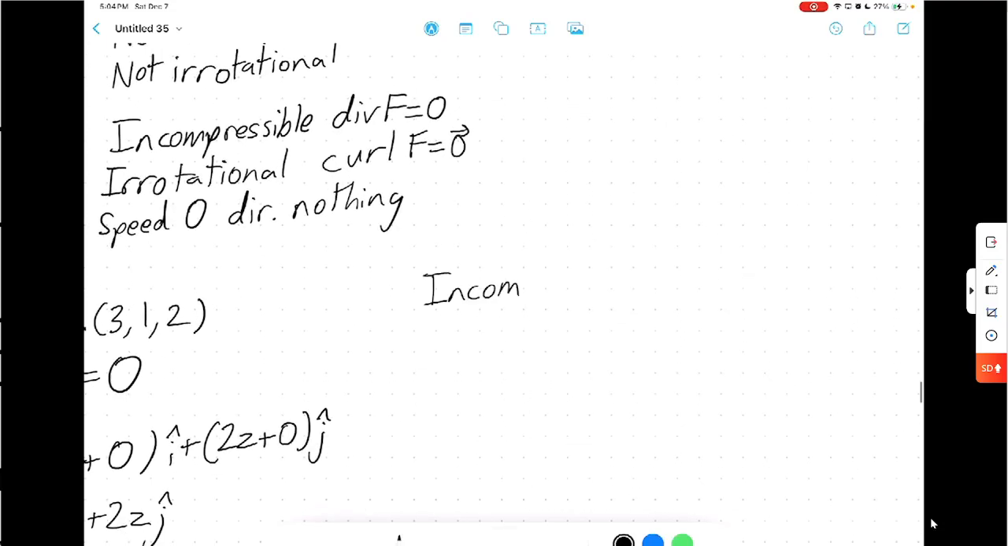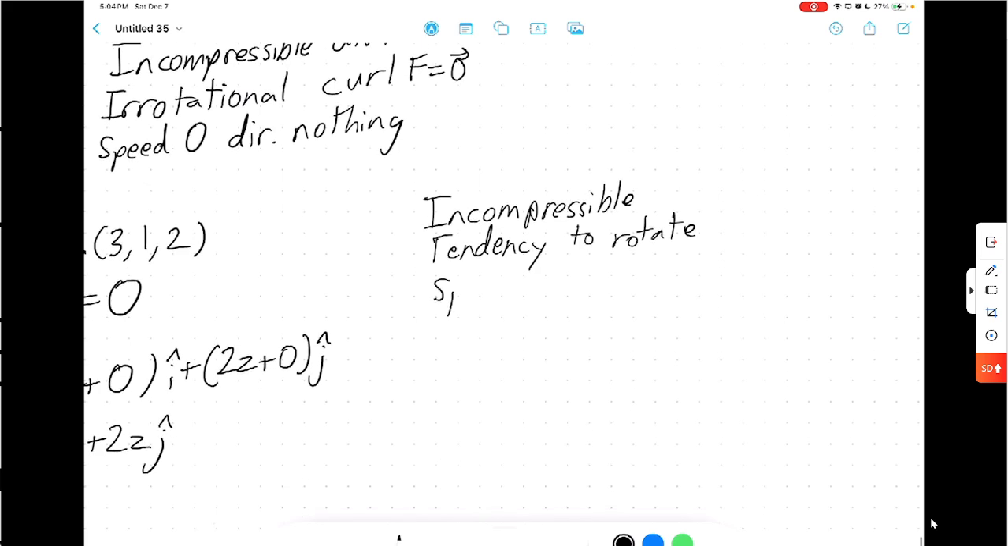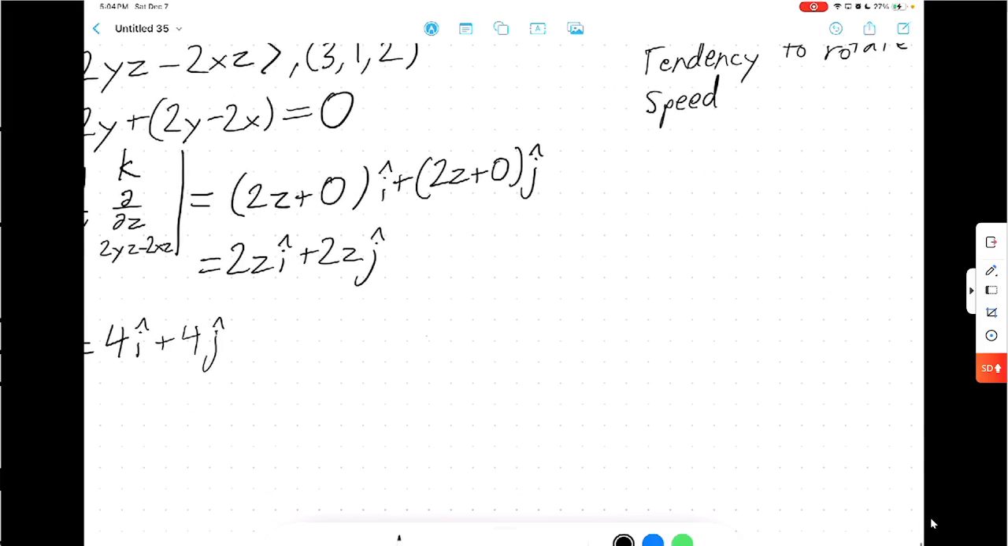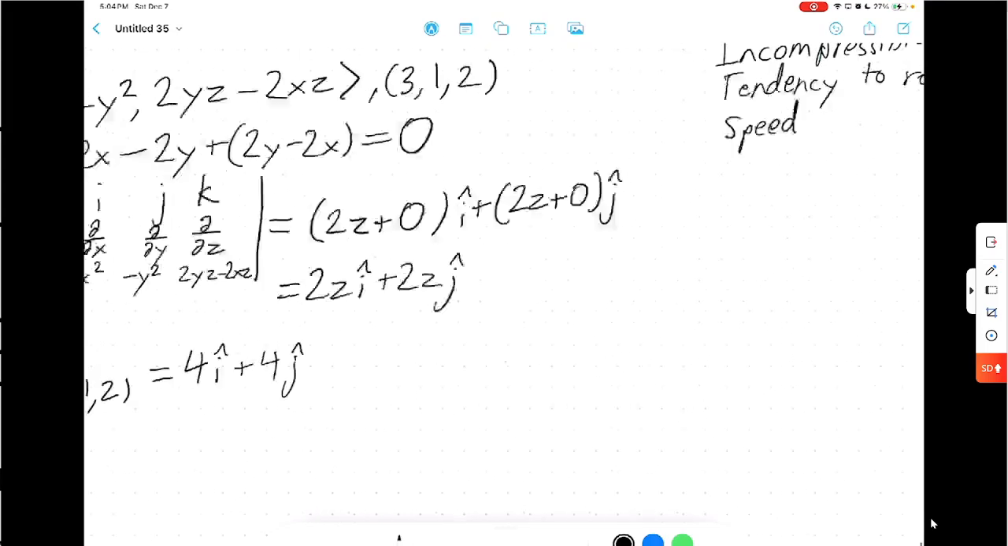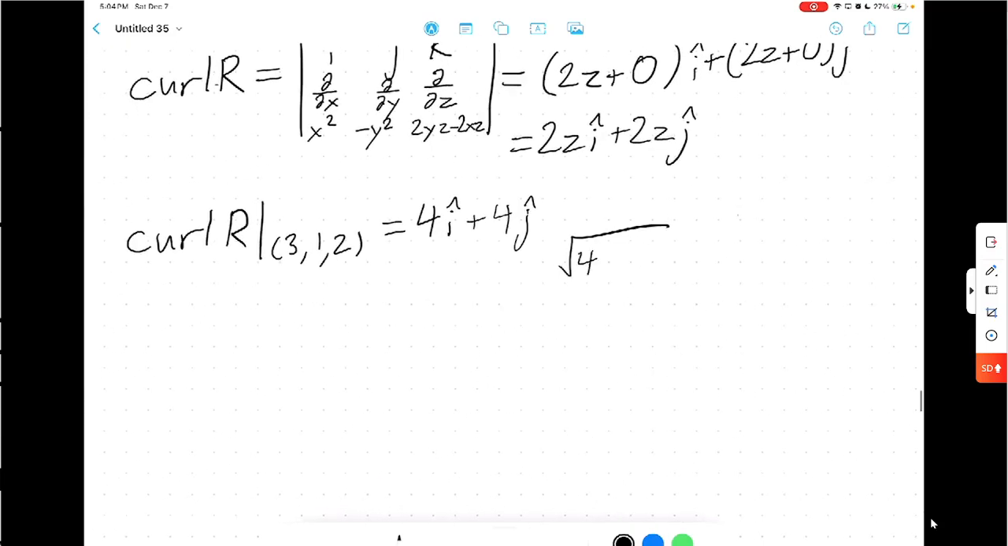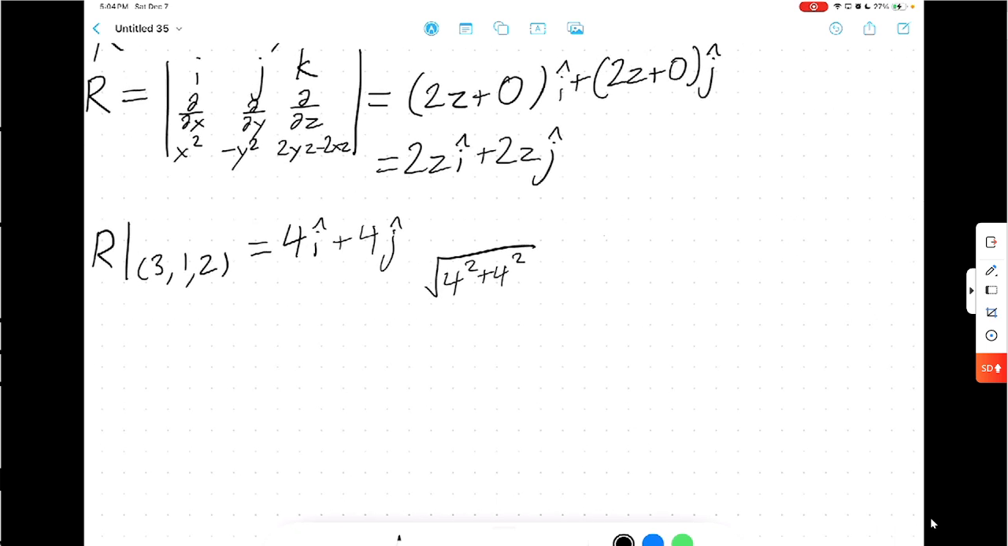Alright, this is incompressible. Tendency to rotate. Speed is just the magnitude of this. So it's going to be 4 root 2 over 2, I think it is. No, it's going to be the square root of 4 squared plus 4 squared, which is root 32. Which is, yeah, 4 root 2.